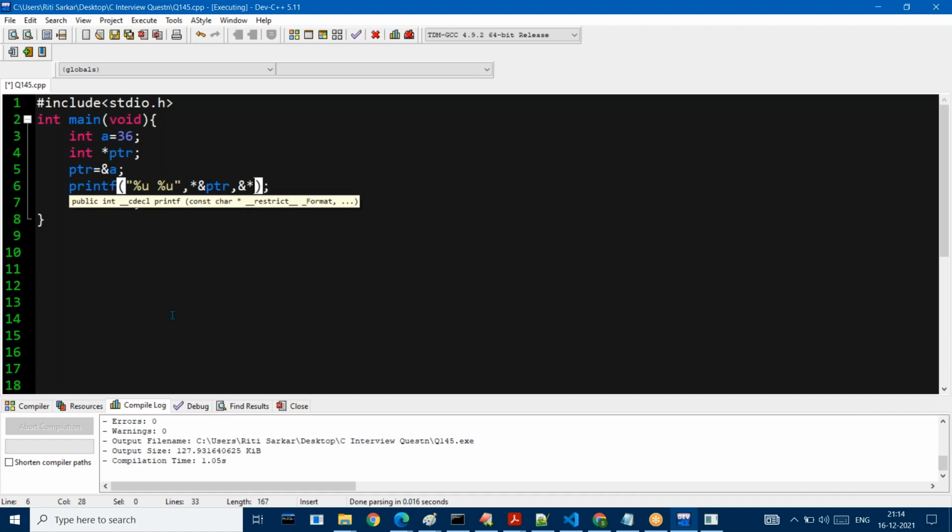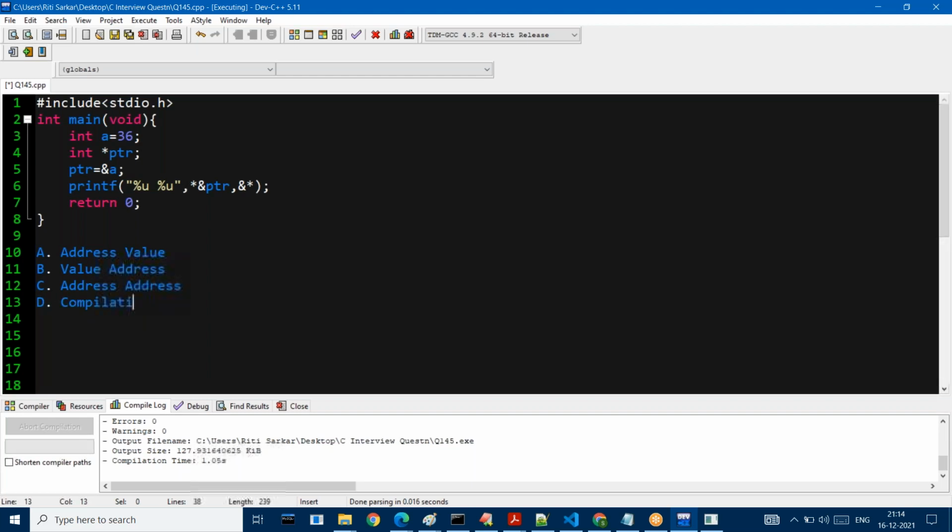Now my question is, ultimately, what is going to be printed? Option A: first one will print address, next one will print value. Option B: first one will print value, next one will print address. Option C: first one will print address, next one will print address. Option D: compilation error. Sir, there is no question of any compilation error, because syntactically I have never made any mistake here. All the lines are okay.